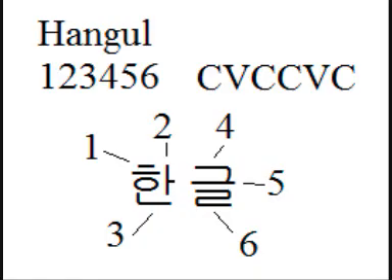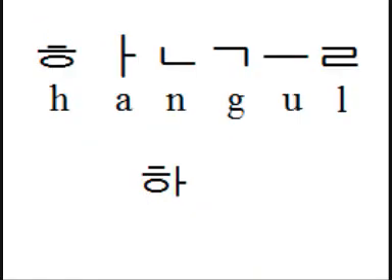putting letters into syllables. The left one, Han, has a triangle shape: H in the upper left, A in the upper right, and N down in the middle. The second one, Gul, is placed in a vertical way: G on the top, U in the middle, and L down. Gul.